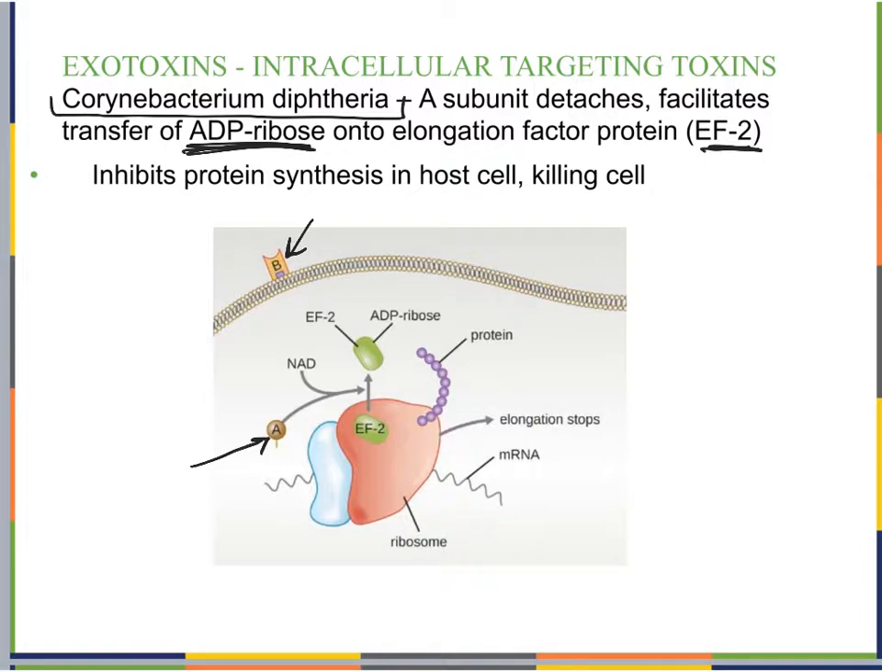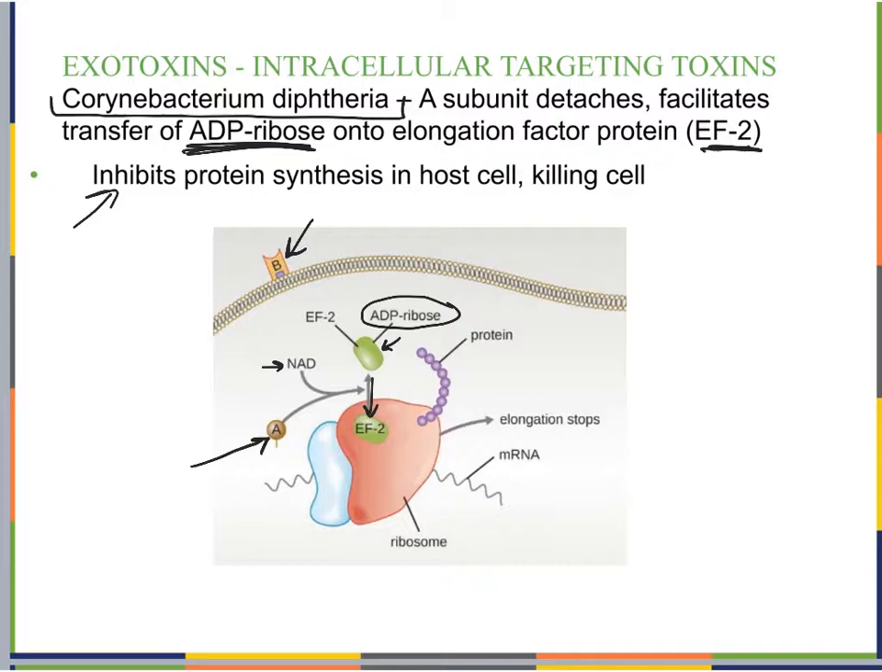So if you look here, it utilizes this NAD, and it's going to take this ADP-ribose, which is this kind of green pill-looking thing, and it's going to transfer this ADP-ribose onto the elongation factor protein. So it's going to take this and stick it into this protein. What this does is it's going to inhibit protein synthesis in the host cell.